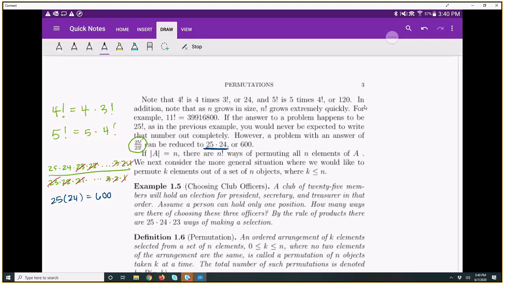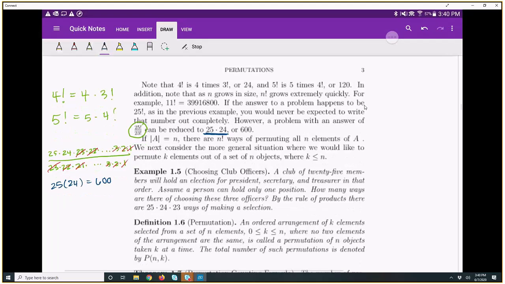So if you have fractions involving factorials, you can often reduce them that way, and you would be expected to do so. If the set A has the cardinality n, then there will be n factorial ways of permuting the elements of A. So just like in the example A, B, C that we had before, there were 6 ways because the cardinality was 3, so there were 3 factorial ways.